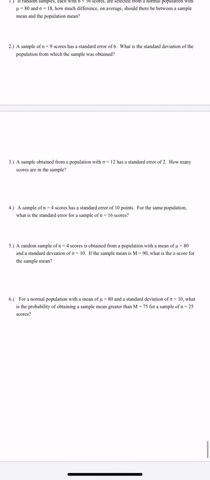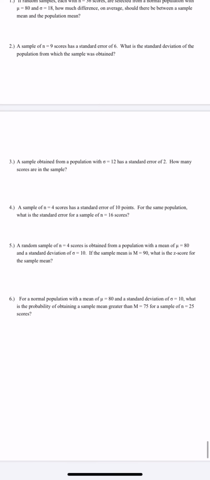All right, so this is just asking for the z-score, doing the same thing I just said. Take a sample mean of 90 minus the mu of 80, so 90 minus 80 equals 10. And then you take the standard deviation, which is 10, divided by the square root of n. In this case, n is 4, so the square root of 4 is 2. So 10 divided by 2 is 5, and 10 divided by 5 is 2. So for number 5, the z-score is 2.